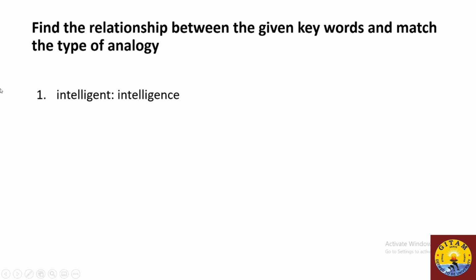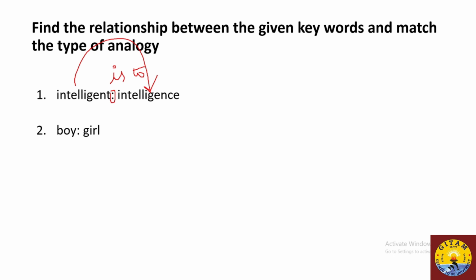What do you think is the relationship between intelligent and intelligence? In analogy language, this is read as "is to". Intelligence is to intelligent. Now, what do you think is the relation between these two words? Intelligent, intelligence, as in patient, patience, as in brilliant, brilliance.